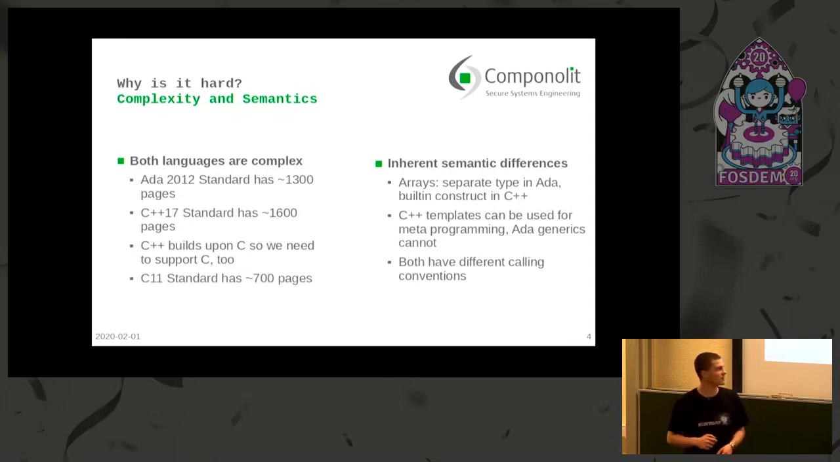Also, arrays, for example: in Ada they are a separate type. They have a specific index type, and in C++ the array itself is just a built-in construct, and the index is just a constant expression that is cast to whatever type is needed at compile time.